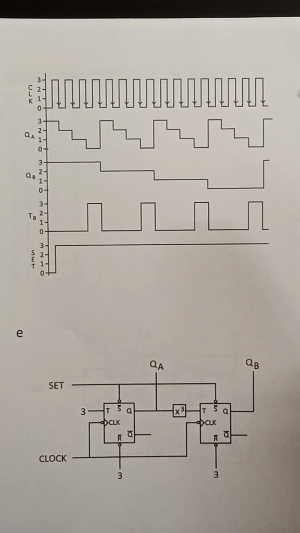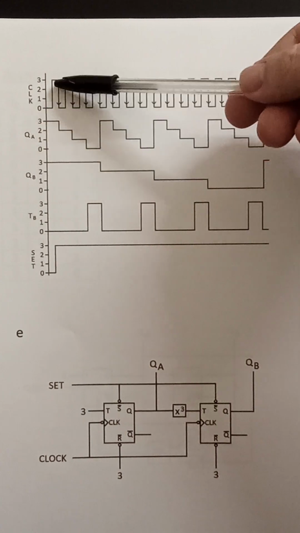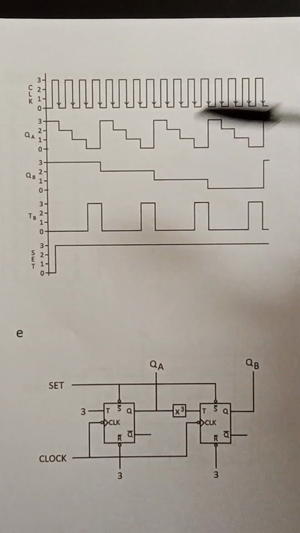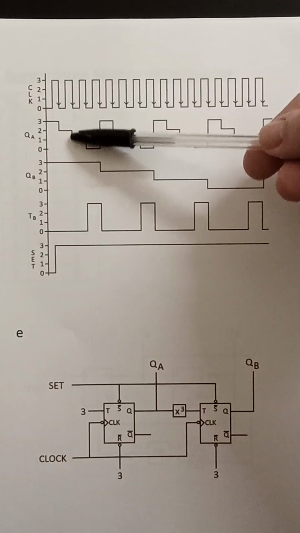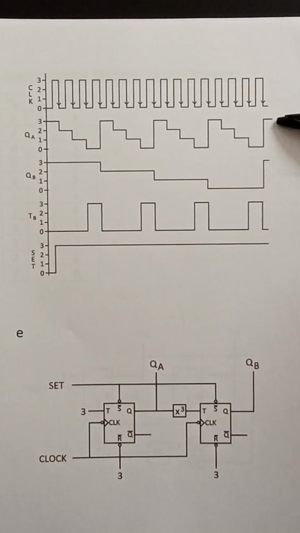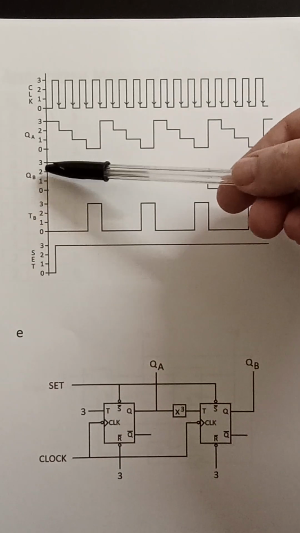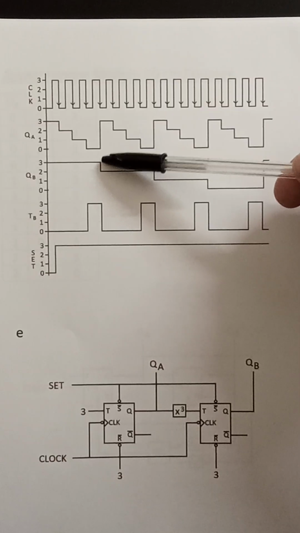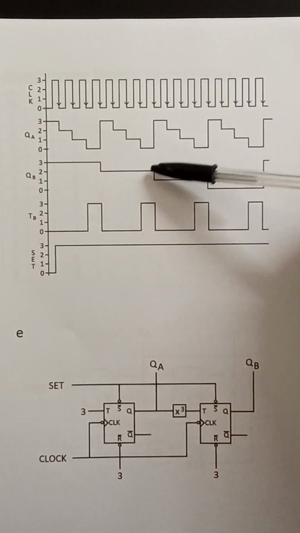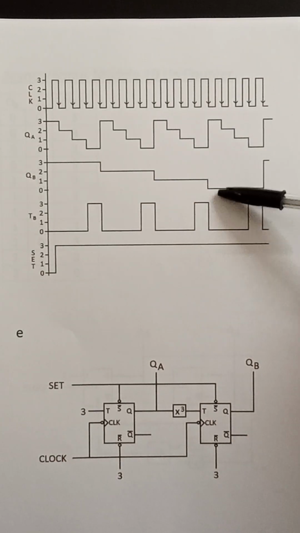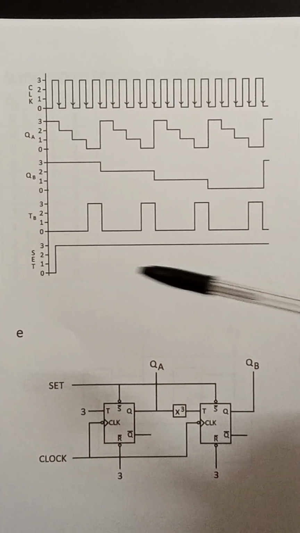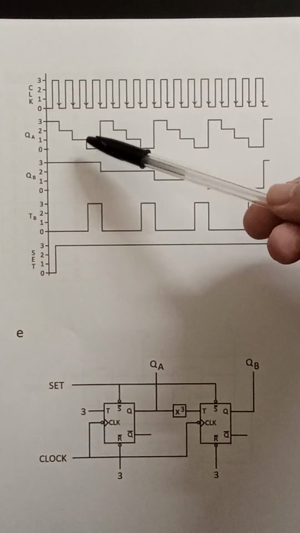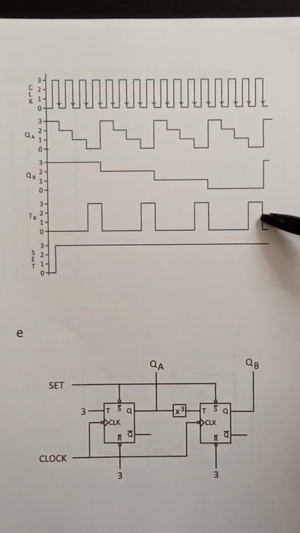So this is the circuit diagram, timing diagram. Clock cycles between 0 and 3. QA and QB. QA cycles from 3 to 2 to 1 to 0 and repeats 4 times. And QB provides 4 logic 3s and 4 logic 2s and 4 logic 1s and 4 logic 0s. And then the cycle repeats. And TB is a 3 when QA equals a 0, which is shown here.